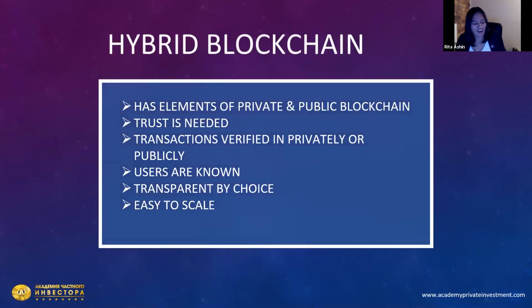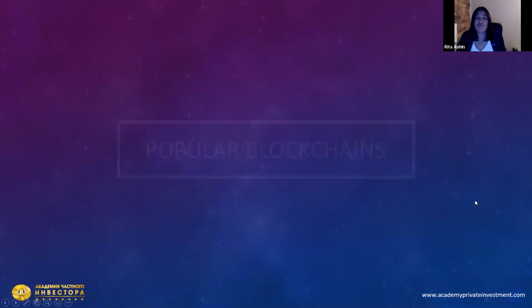And then we have hybrid blockchains. Now these have elements of public and private blockchains. You still need some trust here. The transactions can be verified privately, and then they can push some transactions out to be verified publicly as well. The users are known, they're transparent by choice, and again, this is very easy to scale, so the transactions are quite fast here as well. And an example of a hybrid blockchain is another platform called Dragon Chain.